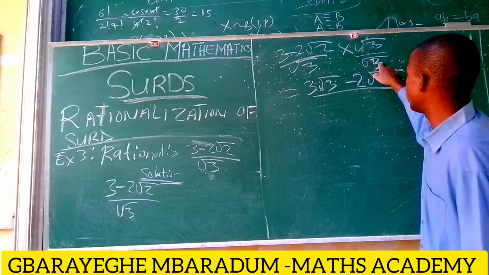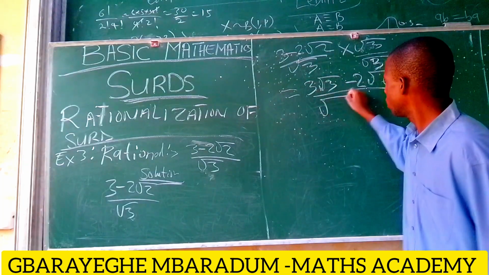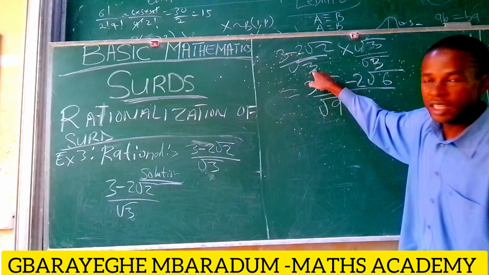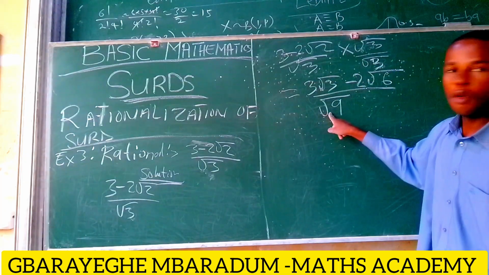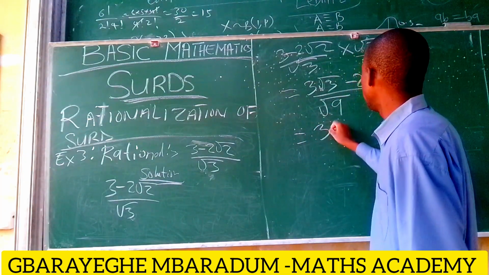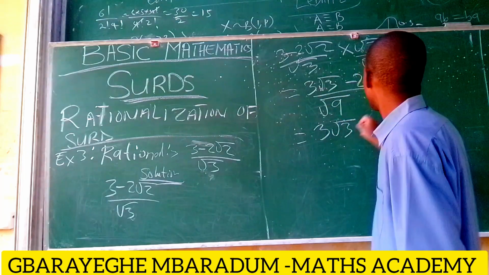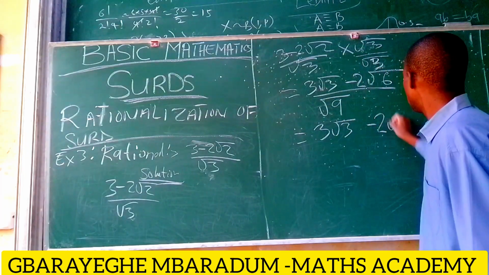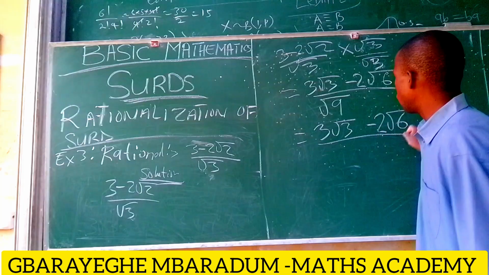Root 3 times root 3 in the denominator gives us 9, because 3 times 3 is 9. That's why I have root 9. At this point, I'm going to have 3 root 3 minus 2 root 6, and we have root 9 in the denominator.